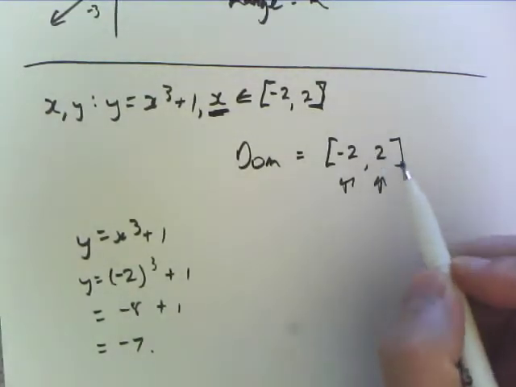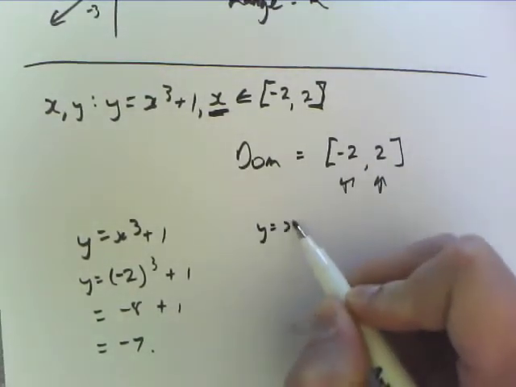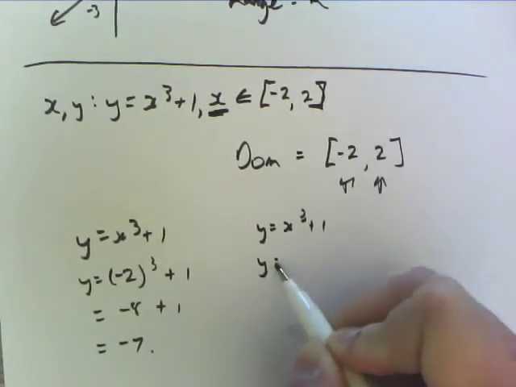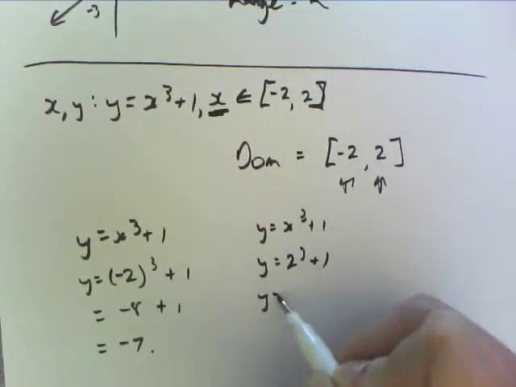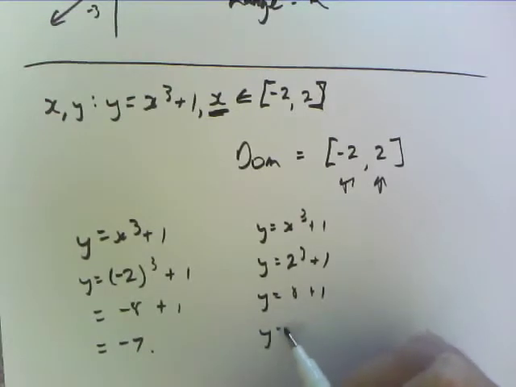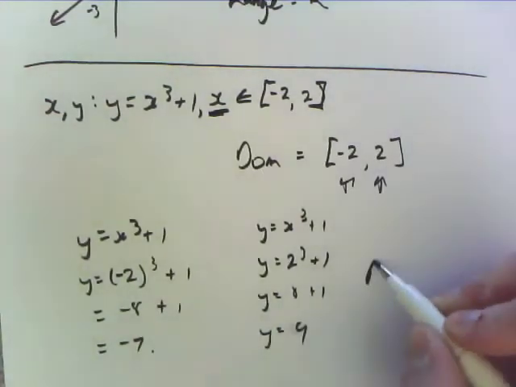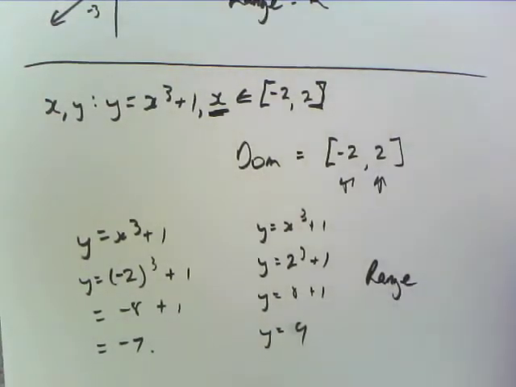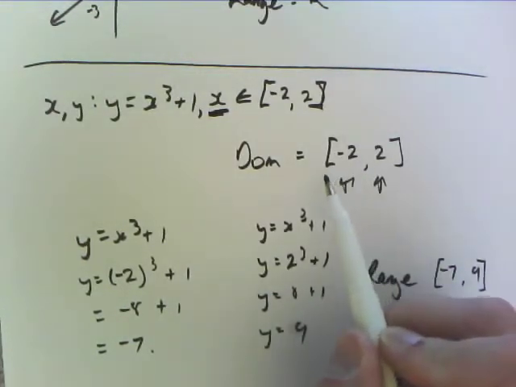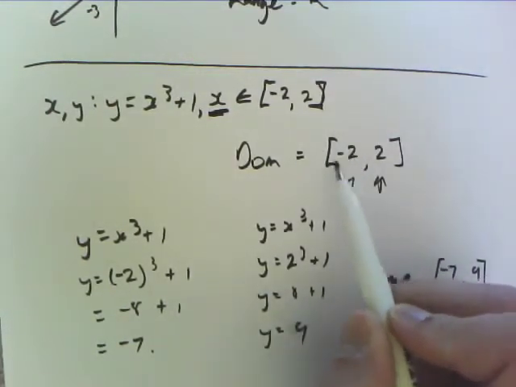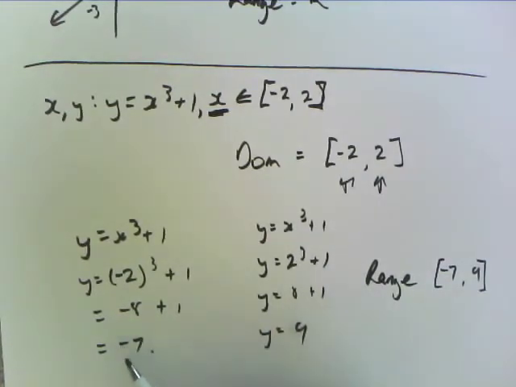Now if we substitute the 2 in, y equals x cubed plus 1, y equals 2 cubed plus 1, y equals 8 plus 1, y equals 9. So our range should be between -7 and 9, and it's going to include these because they're included back here. Because we included that x value, it can actually be this y value, so we make sure we include them in there.